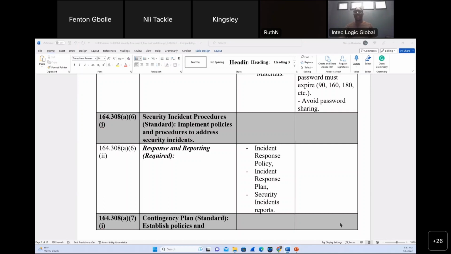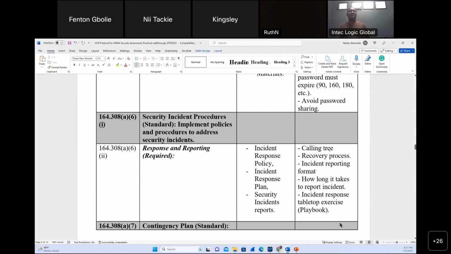So within this audit, the incident response document, when we are reviewing, we want to see what we call a calling tree.